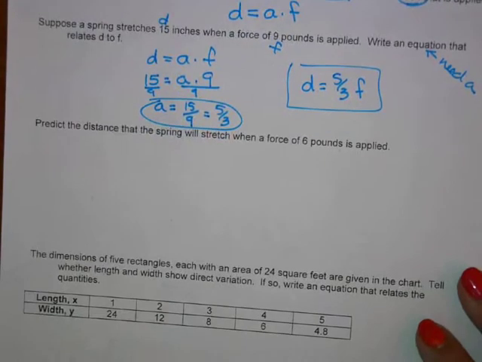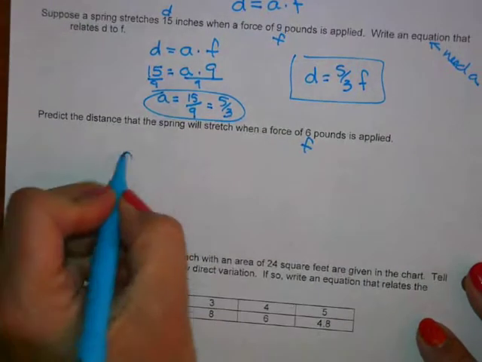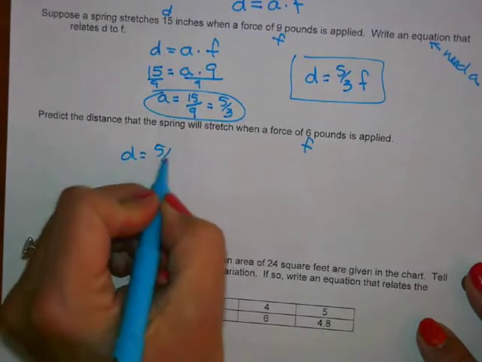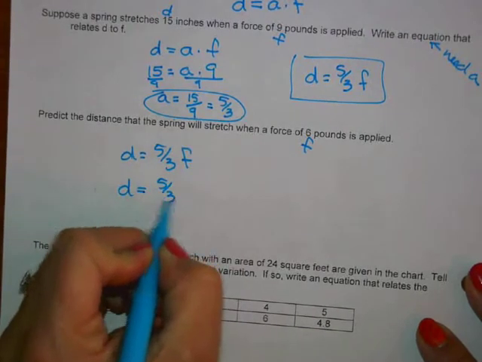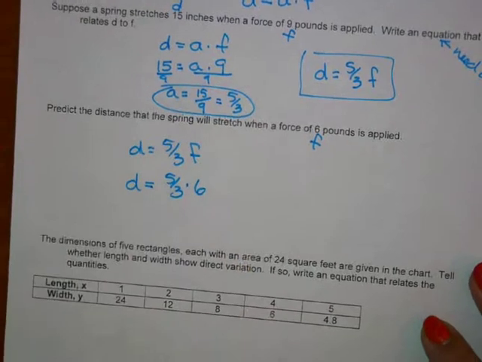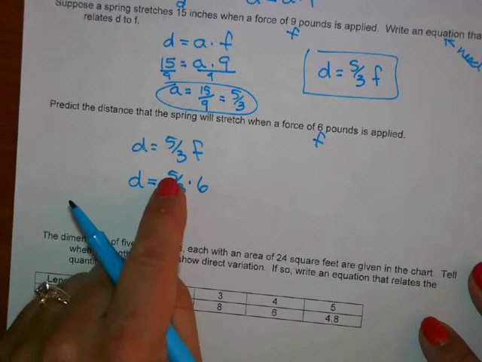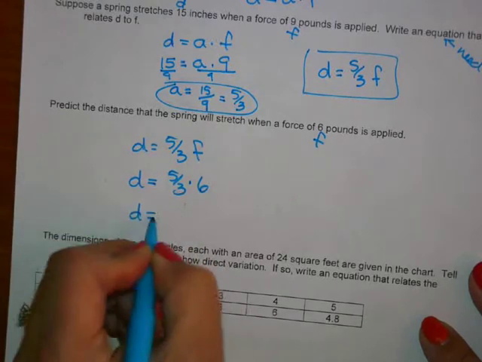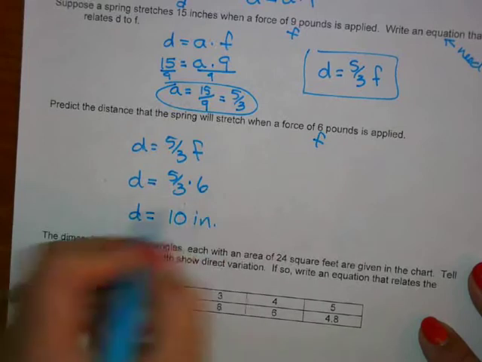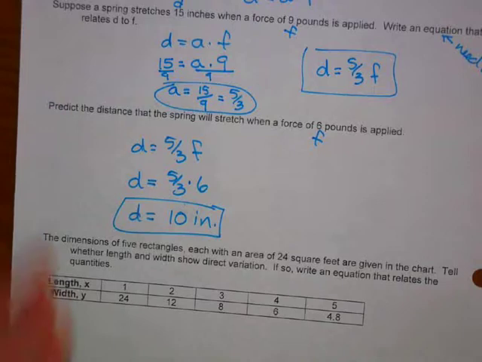Predict the distance that the spring will stretch when a force of 6 pounds is applied. So they're giving me the force. So I'm going to plug that into my equation. Distance equals 5/3 F. I'm going to plug in the pounds of force that they told me. And when you multiply here, all you have to do is take the whole number times the numerator, which is 30, divided by 3, which gives me 10 inches. So with a force of 6 pounds, the spring will stretch 10 inches.